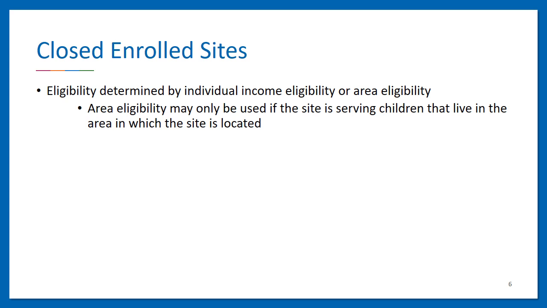Instead of determining the individual eligibility for each enrolled child, a site may document its status as a closed enrolled site by using area eligibility information. This may only be used if the site is serving children that live in the area in which the site is located.